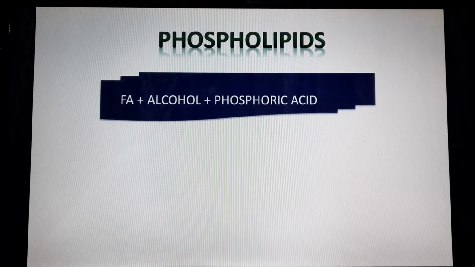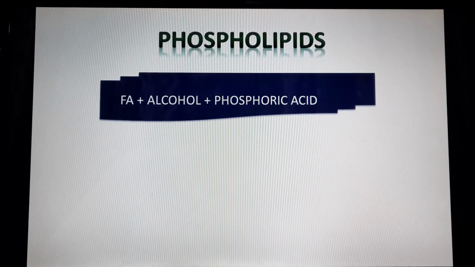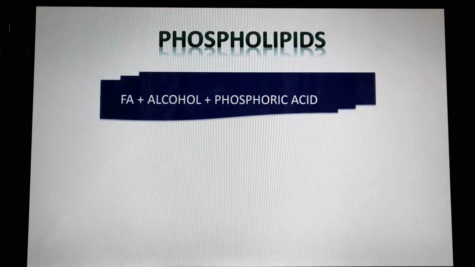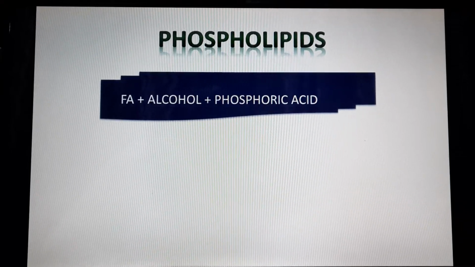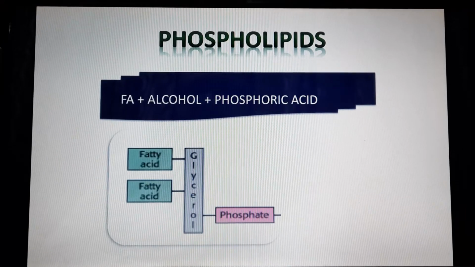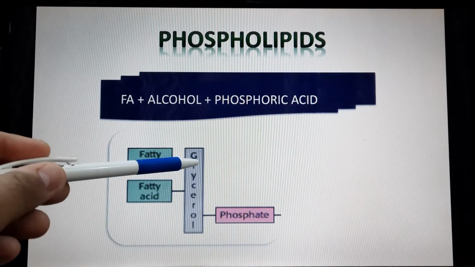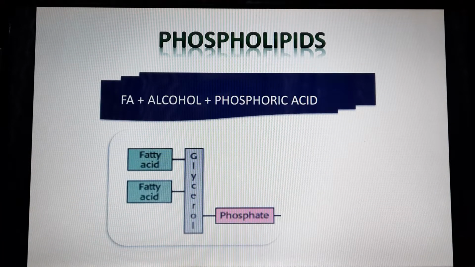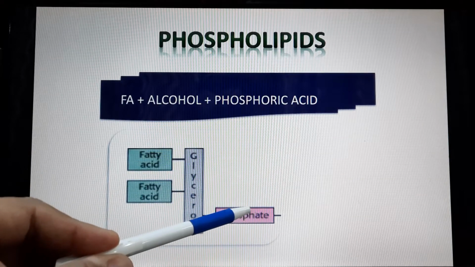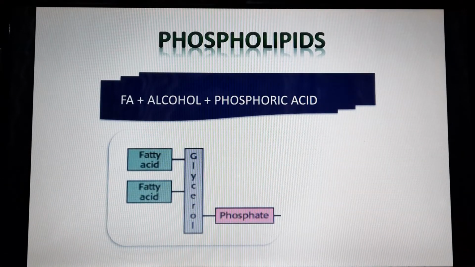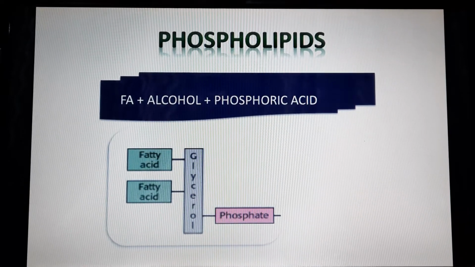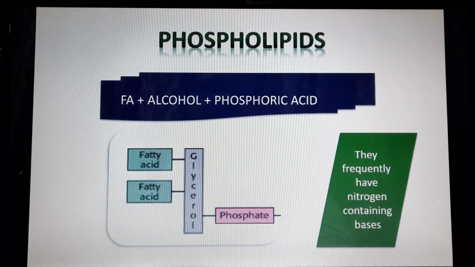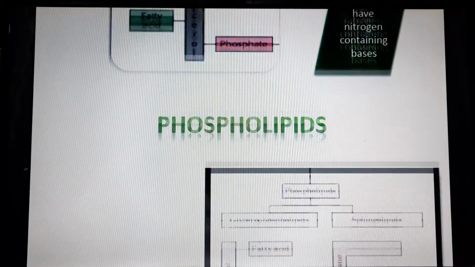Phospholipids. We define phospholipids as esters of fatty acids with alcohol, with an additional prosthetic group in the form of phosphate or phosphoric acid present on it. So here you can see that the backbone is of glycerol, to which two fatty acids are esterified and a phosphate group is present. To this phosphate group, an additional alcohol is attached, on the basis of which we further classify the phospholipids. They frequently have nitrogen containing bases.